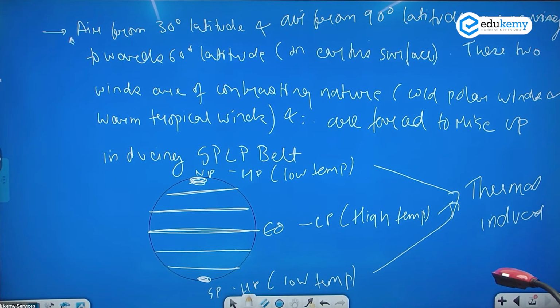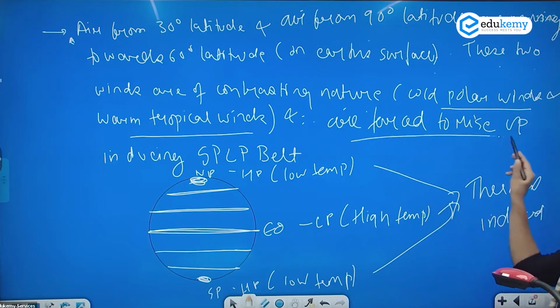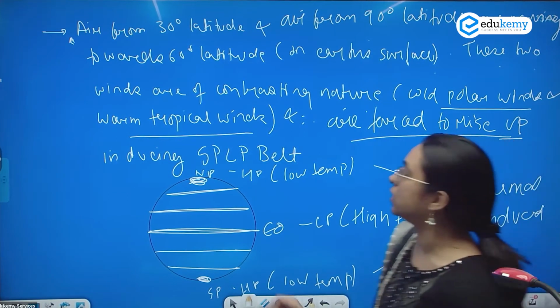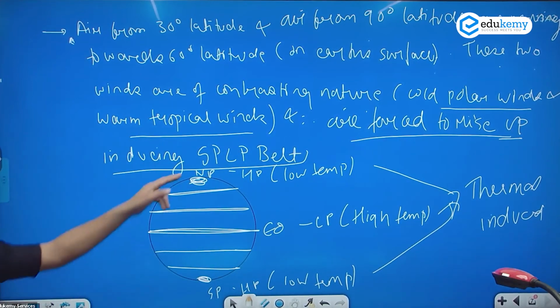What have I written here? Air from 30-degree latitude and the air from 90-degree latitude are moving towards 60-degree latitude on the Earth's surface. These two winds are of contrasting nature, cold polar winds and warm tropical winds, and therefore are forced to rise up, inducing a subpolar low pressure belt.